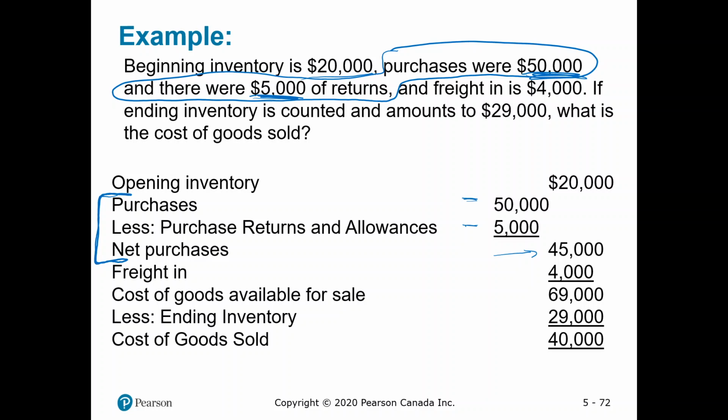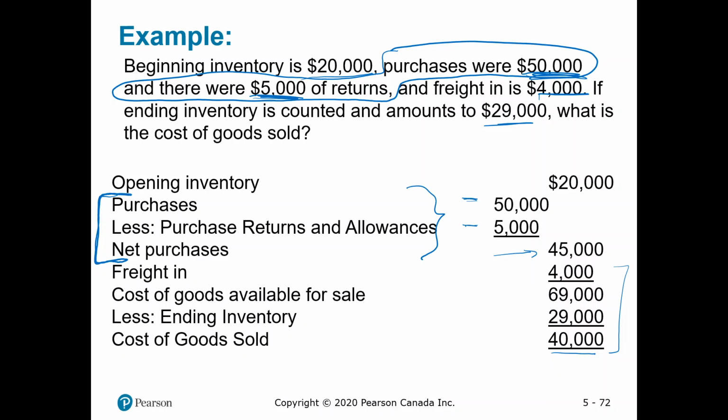From there, the same freight, same ending inventory. So the rest of this is the same, and we still get to the same cost of goods sold. It's just showing a more detailed method to get there. So if you, as I said, get a question that tells you what the purchases are, here's what the returns were or allowances as well as discounts, you need to show it broken out in this manner.